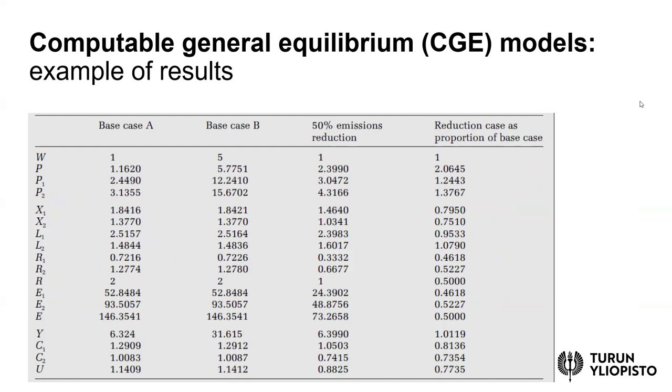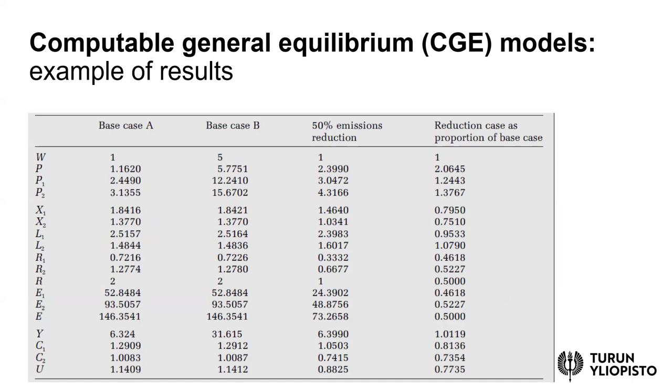Then this next table, relating to a similar example, tries to illustrate what kind of results this CGE model can generate. So here we have four different columns. There is a base case A, base case B. Like in the case of the input-output analysis, we can use the CGE models to generate some kind of counterfactual analysis. So there is a scenario where we would consider 50% emission reduction.